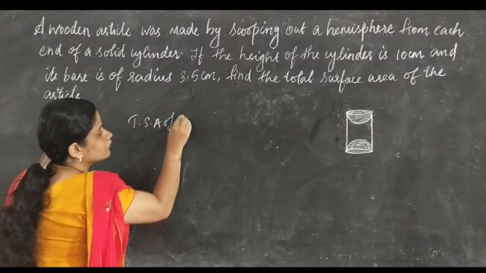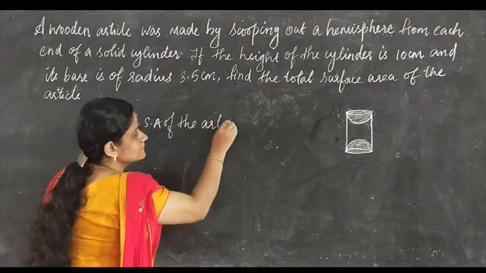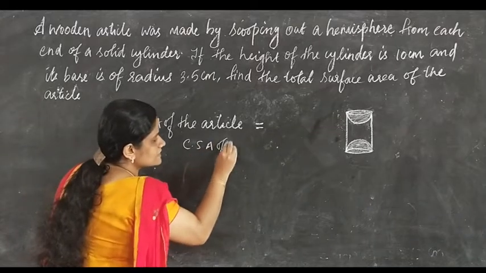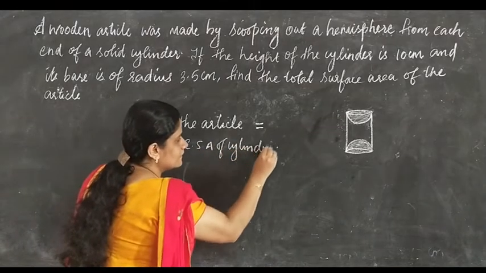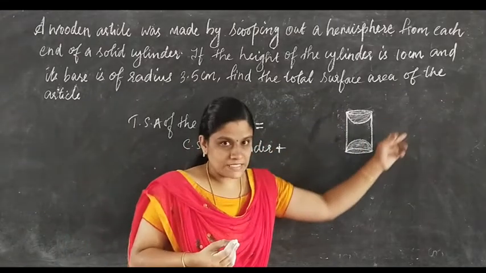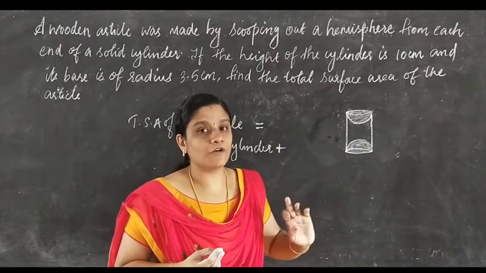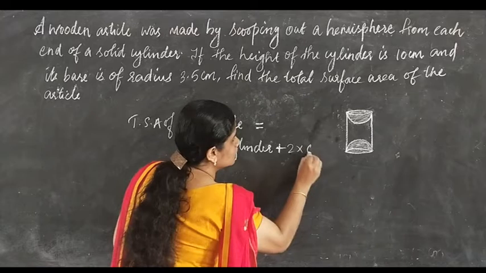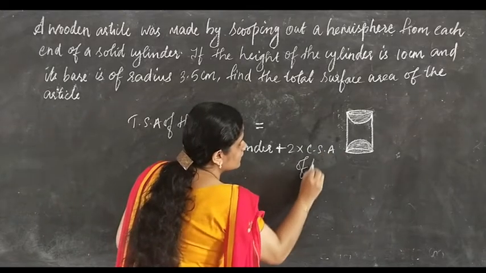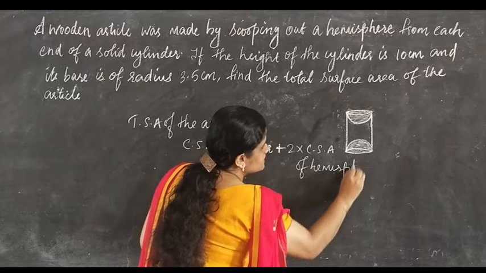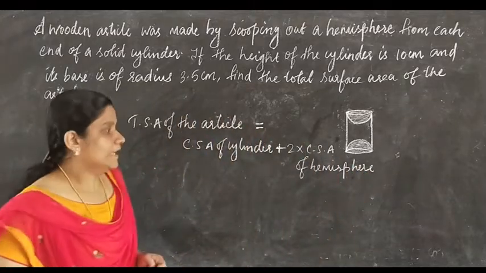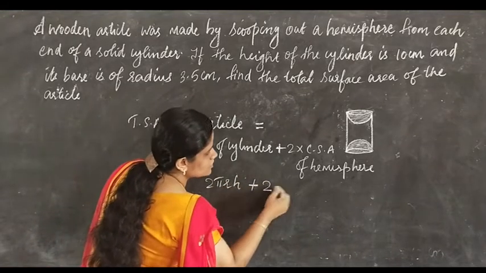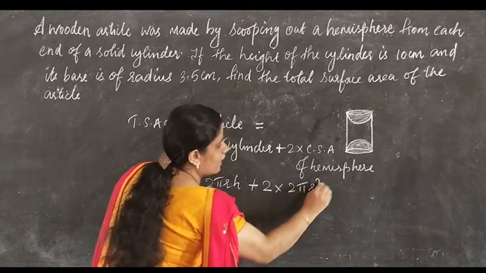TSA of the article is equal to CSA of cylinder plus CSA of how many hemispheres? 2 hemispheres. So 2 into CSA of hemisphere. Okay, now what is CSA of cylinder? 2 pi r h plus 2 into 2 pi r square.